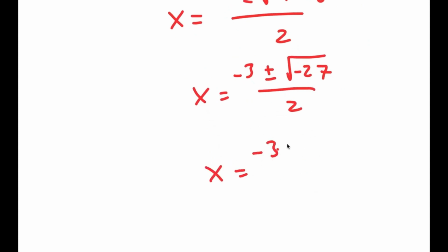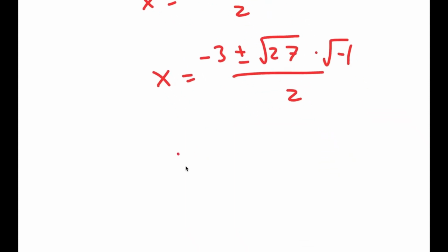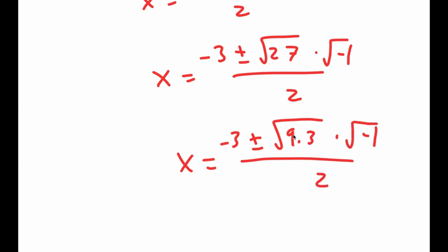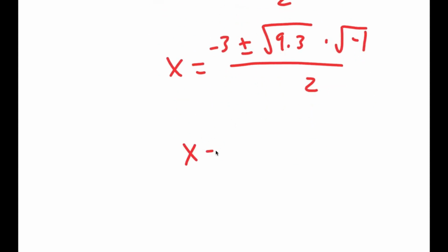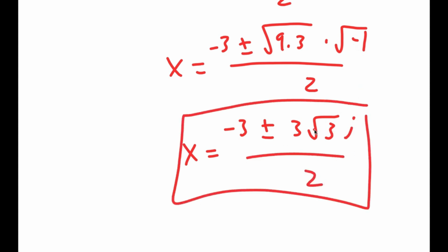which is equal to negative 3 plus or minus the square root of 27 times the square root of negative 1 over 2. Now, 27 is the same thing as 9 times 3. And the square root of 9 is 3, so I get x is equal to negative 3 plus or minus 3 root 3 over 2. And the square root of negative 1 is actually equal to the imaginary number i. So these are two more solutions to this equation.